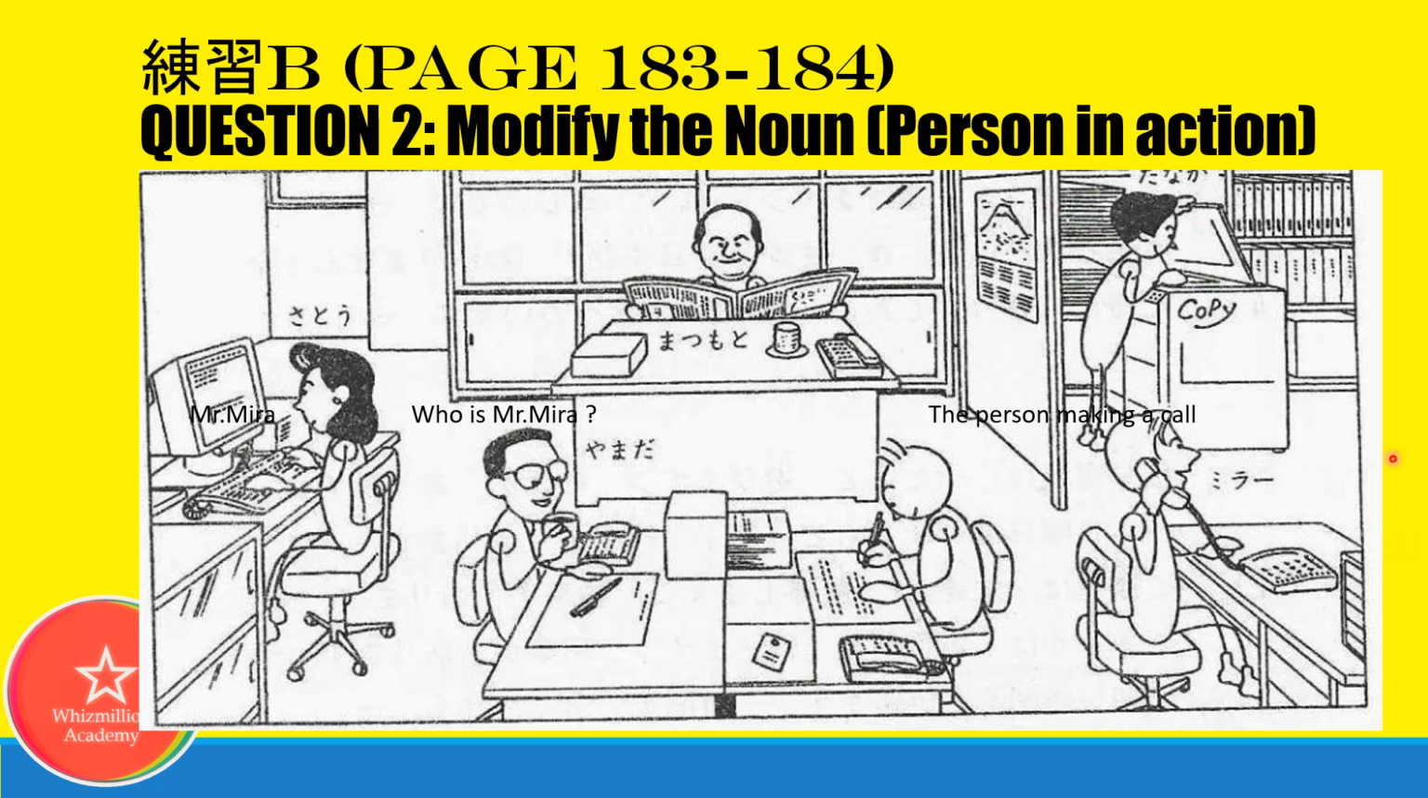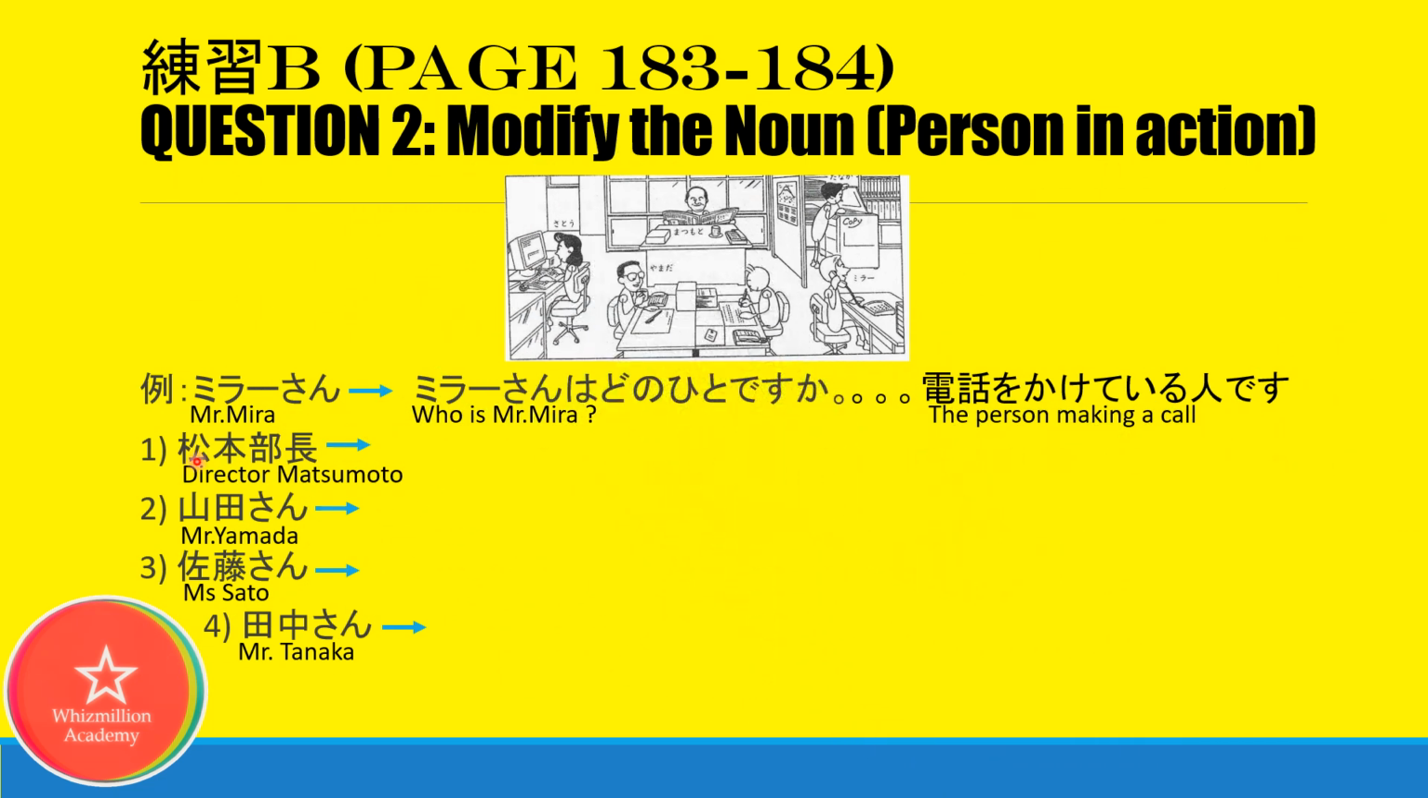So let's see the examples. Example, Mira-san. Mira-san wa dono hito desu ka? Who is Mira? 電話をかけている人です。The person making a call. So we are supposed to look at this picture and derive what the person, the noun in this case, is doing in the image. So let's start with the first one.